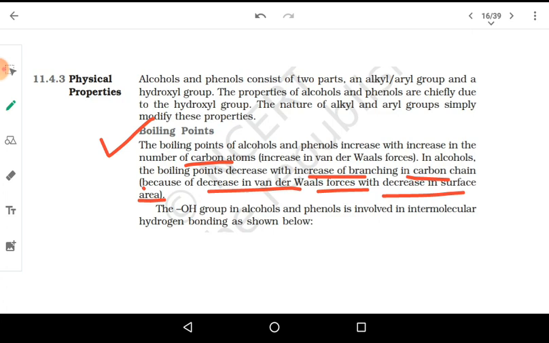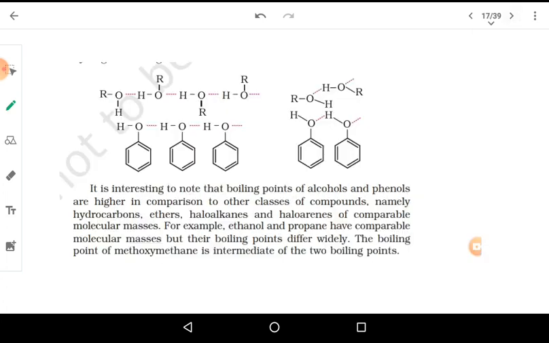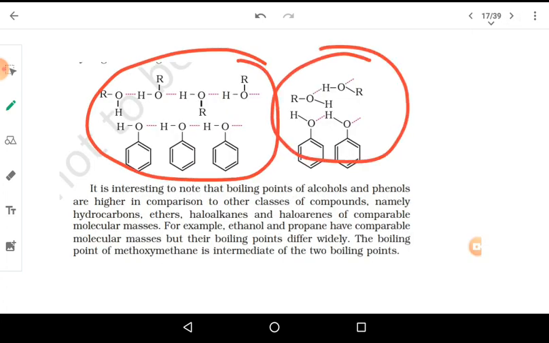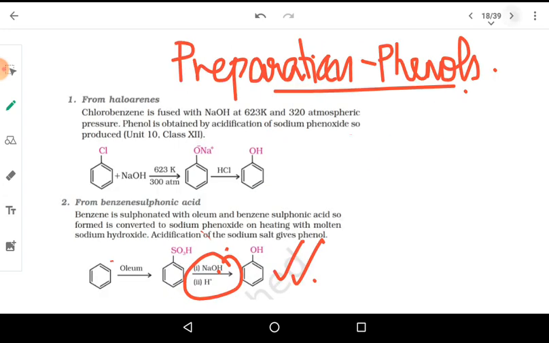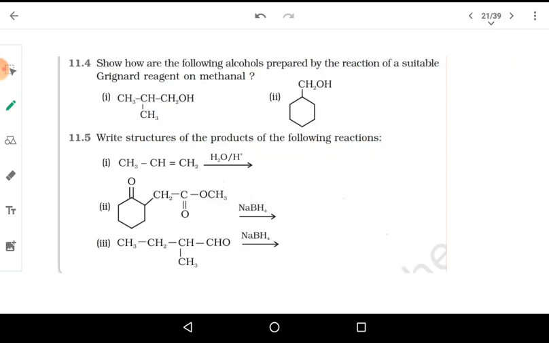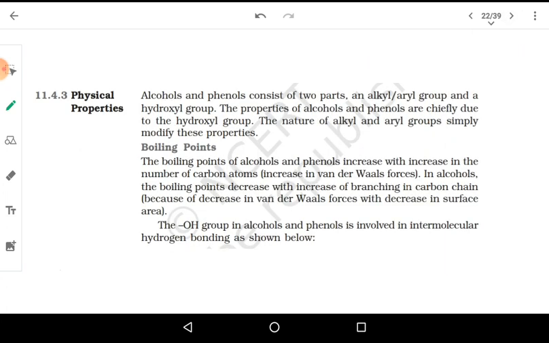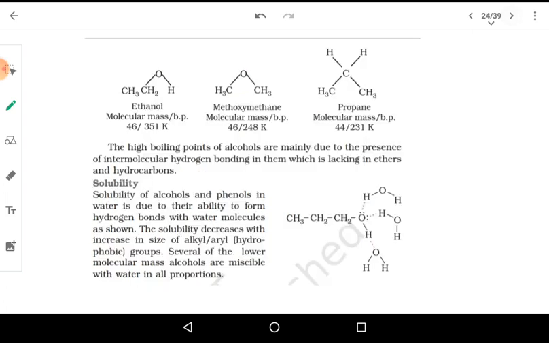The OH group in alcohols and phenols is involved in intermolecular hydrogen bonding. As you can see over here, there is intermolecular hydrogen bonding in both these molecules, as a result of which the boiling points of alcohols and phenols are higher in comparison to the other classes of compounds such as hydrocarbons, ethers, haloalkanes, and haloarenes of comparable molecular masses. So this is an important thing. The maximum boiling point is for alcohols and phenols compared to the other molecules. So this is the most important physical property.